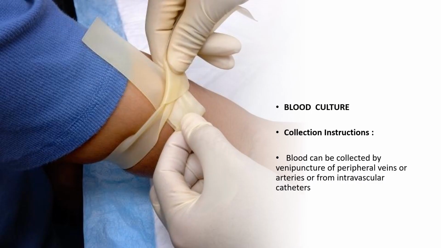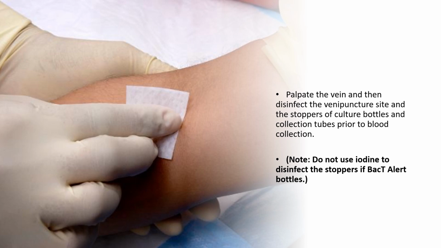For blood culture, blood should be collected by venipuncture of peripheral veins or arteries, or from intravascular catheters. Palpate the vein and then disinfect the venipuncture site and the stoppers of the culture bottles and collection tubes prior to blood collection. Note: do not use iodine to disinfect the stoppers if BACTEC bottles are used.